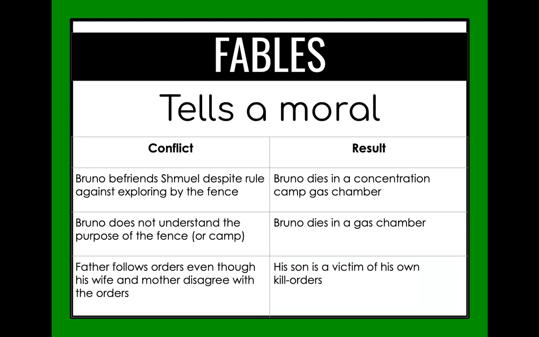And she tells him she is so disappointed in what he's doing. Mother, on the other hand, tells him that she doesn't like the idea of them moving next to the concentration camp Auschwitz. Now, she doesn't know 100% what's going on, but she does know that she doesn't like the idea of moving there. As a result of him being such a rule follower and the two women in his life disagreeing with what he's doing, his son is a victim of his own orders. He orders the soldiers at the camp to kill the prisoners, and his son becomes a victim of those murders.